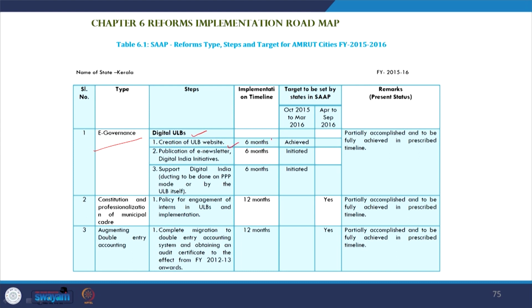So, the target for them was to do it in 6 months. They achieved it: publication of e-newsletter, Digital India. So, they had the target of 6 months, which is initiated and so on. Further we see constitution and professionalization of municipal cadre, and policy for engagement of interns in ULBs and implementation. So, they have been able to do it. Augmentation of double entry, yes, partially accomplished.